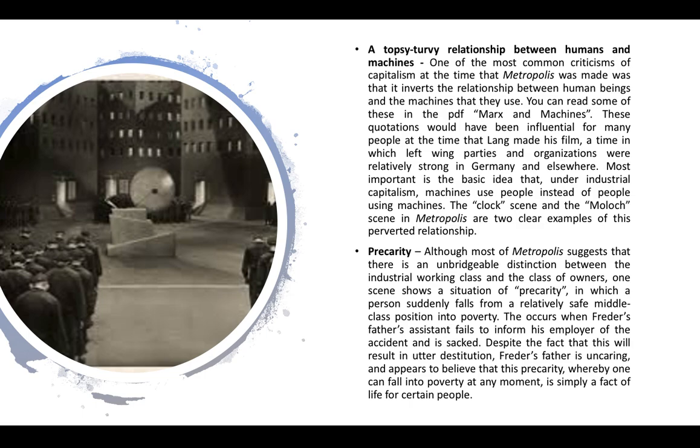So although most of Metropolis suggests that there is an unbridgeable distinction between the industrial working class and the class of owners, one scene shows a situation of precarity in which a person suddenly falls from a relatively safe middle-class position into poverty. This occurs when Freda's father's assistant fails to inform his employer of the accident which Freda witnesses and is sacked. Despite the fact that this will result in utter destitution for the assistant, Freda's father is uncaring and appears to believe that this precarity, whereby one can fall into poverty at any moment, is simply a fact of life for certain people.